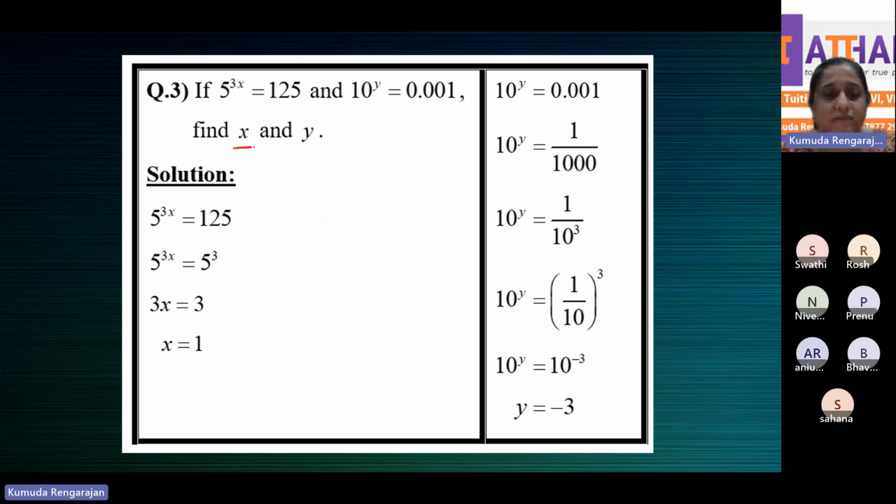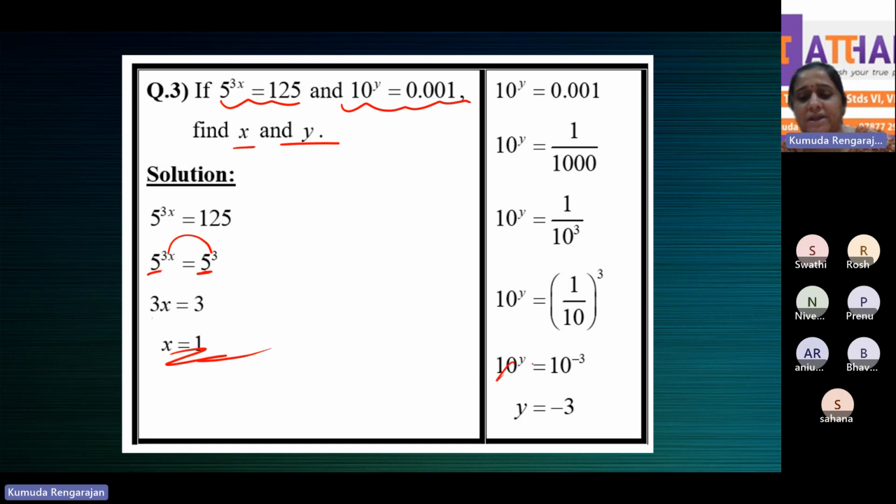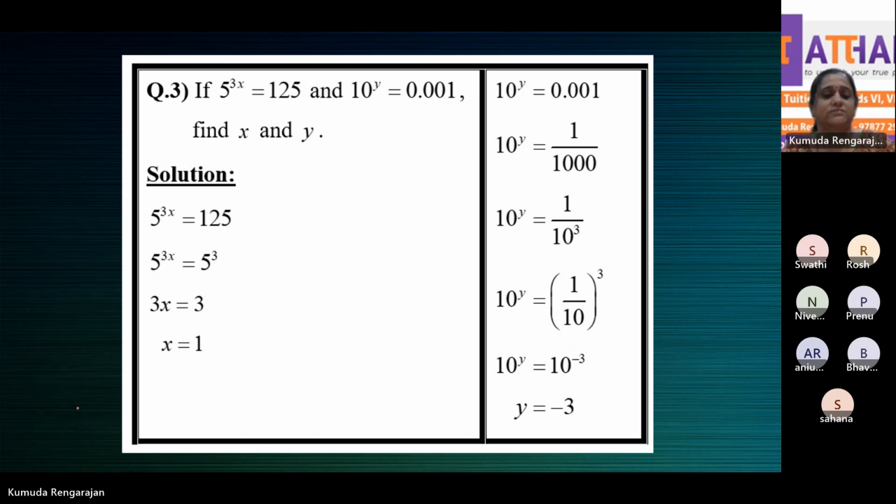The question is to find the value of x and the value of y. So using this, we find the value of x. Using this, we find the value of y. And in both, the method is, when bases are the same, equating the powers. 3x is equal to 3, x is equal to 1. Here also, bases are the same, 10, 10. So equating the powers, y is equal to -3.